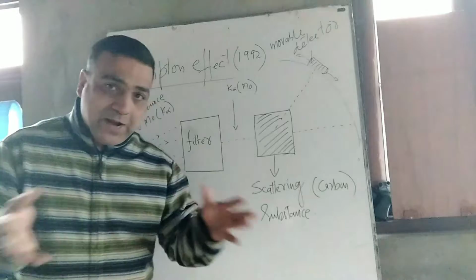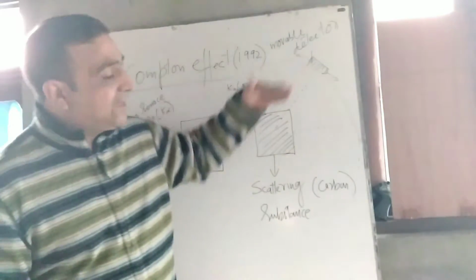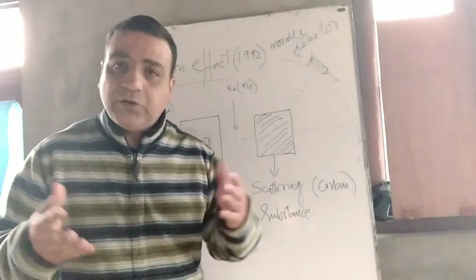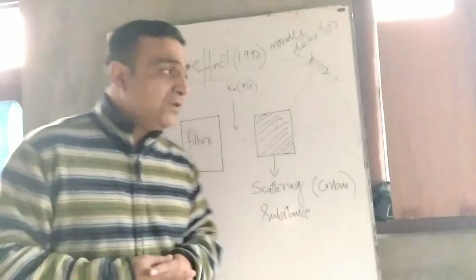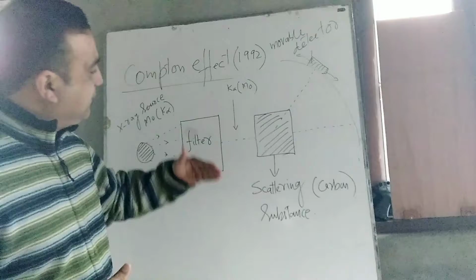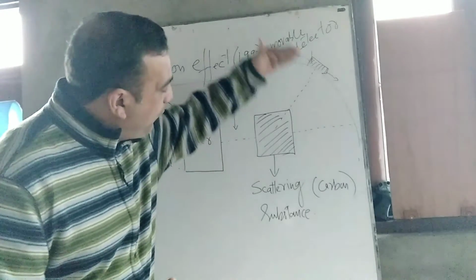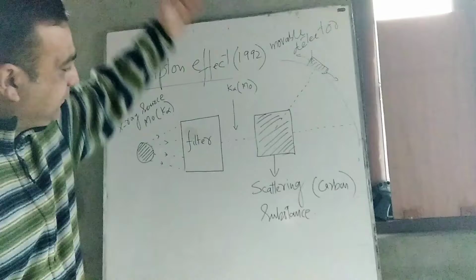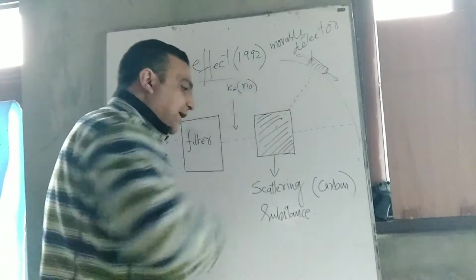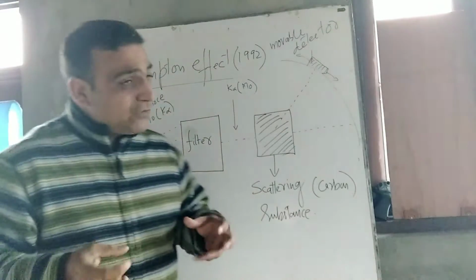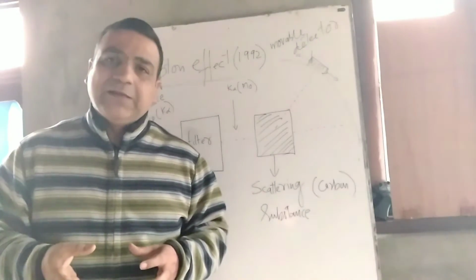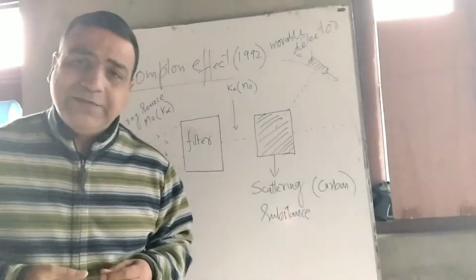And to the surprise, the result of this experiment was not consistent with the wave theory of radiations. It was not consistent with the wave theory of light. So what was observed in this experiment is that by moving this detector, you were able to detect the radiations that are scattered from this scattering substance. And it was observed that there were two components of frequencies that were detected by the spectrometer.